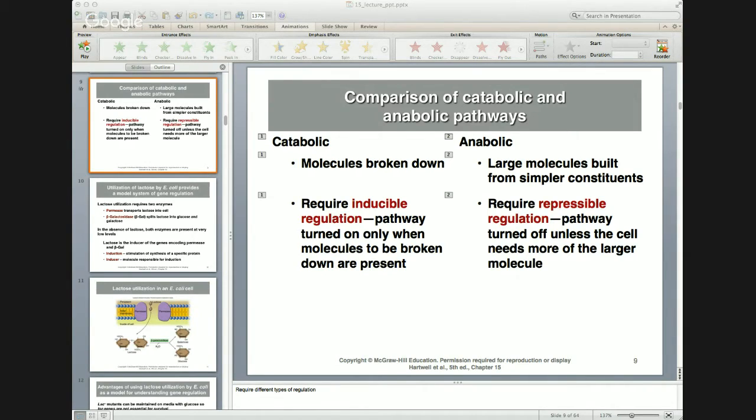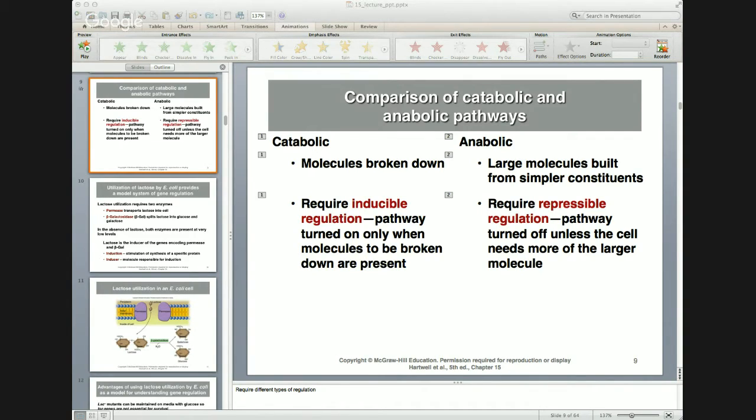Let's move on. One more thing I want to mention, then I have some questions. It says here, Jacob and Monod used partial diploids to carry different alleles of the LAC regulatory elements and structural genes to identify trans-acting and cis-acting factors. What are trans-acting and cis-acting factors?